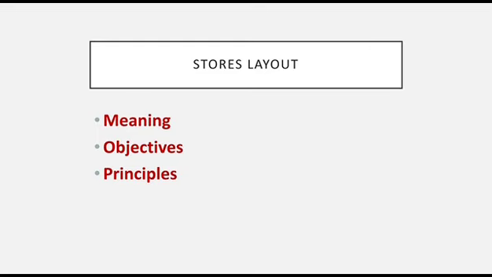Basically, store layout means, in order to achieve a particular object, the implementation of planned activities mentioned in the planning is known as layout. I repeat, in order to achieve a particular object, the implementation of planned activities mentioned in the planning is known as layout. But here, the question is about store's layout.